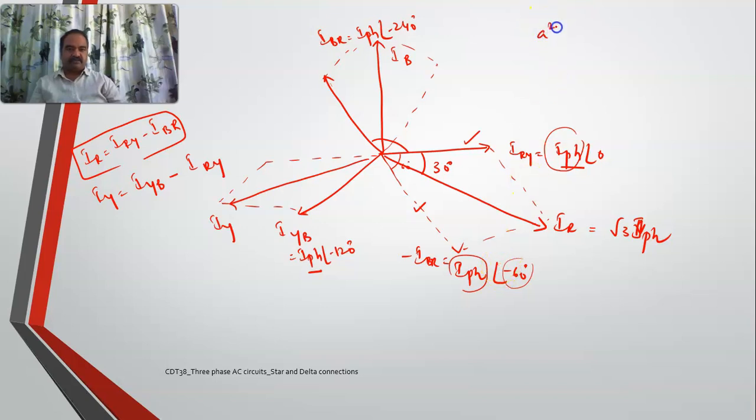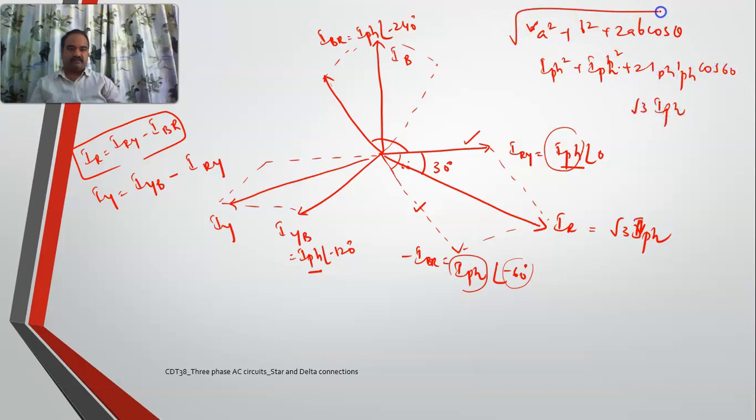We can go through this one. V is square root of A square plus B square plus 2AB cos theta, the magnitude of the resultant vector. You can substitute it. This is I phase square plus I phase square plus 2 I phase into cos 60. You will get root 3 I phase. So that's why I have written the magnitude is root 3 I phase.